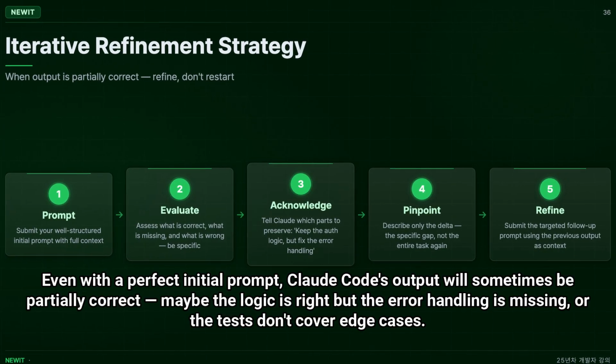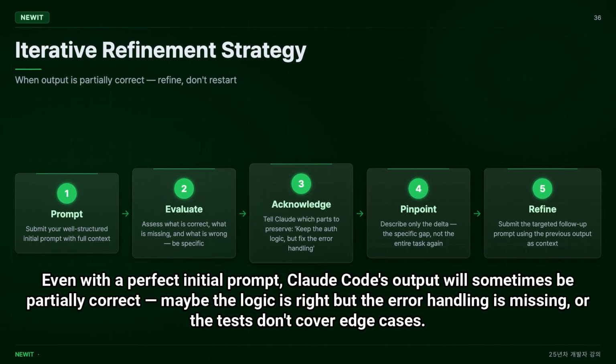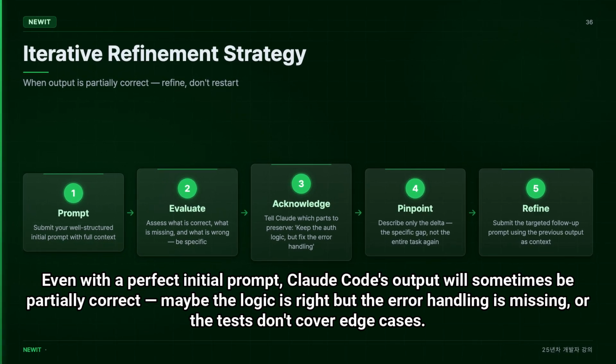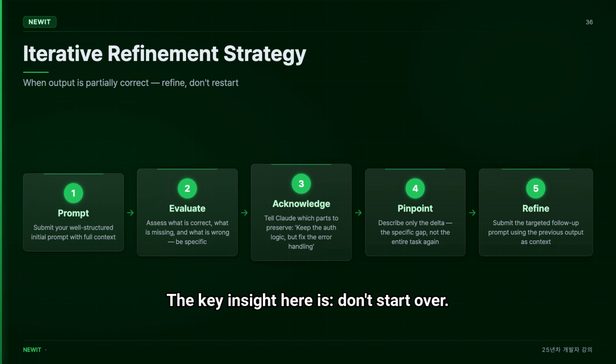Even with a perfect initial prompt, Claude Code's output will sometimes be partially correct. Maybe the logic is right, but the error handling is missing, or the tests don't cover edge cases. The key insight here is, don't start over. Iterative refinement is far more efficient. Follow a structured correction strategy.